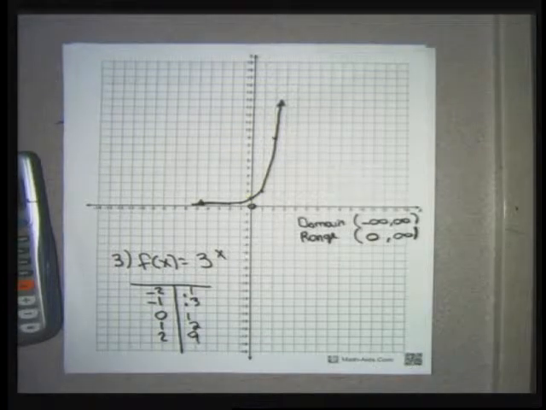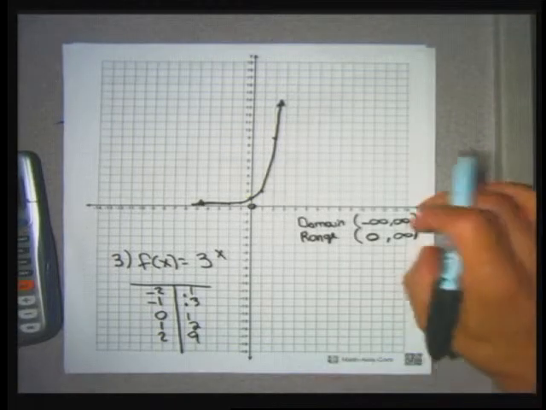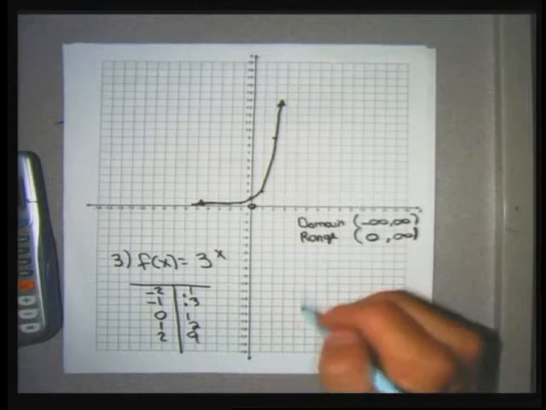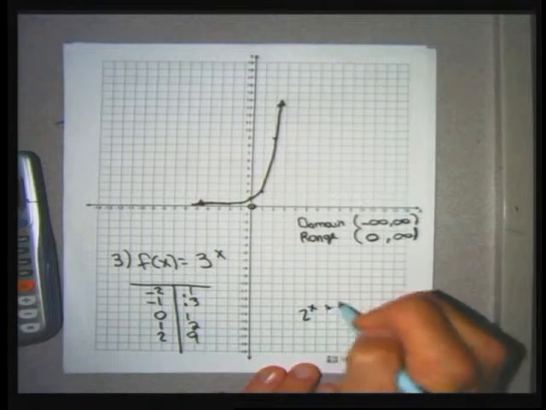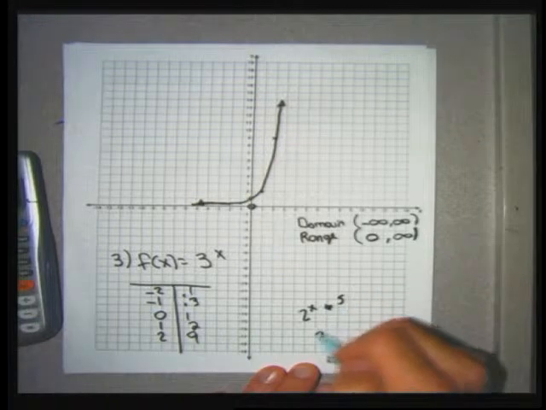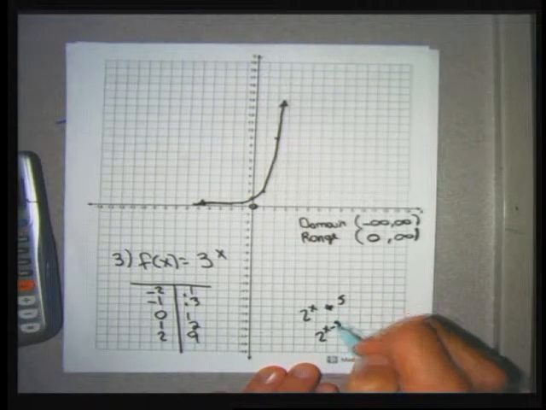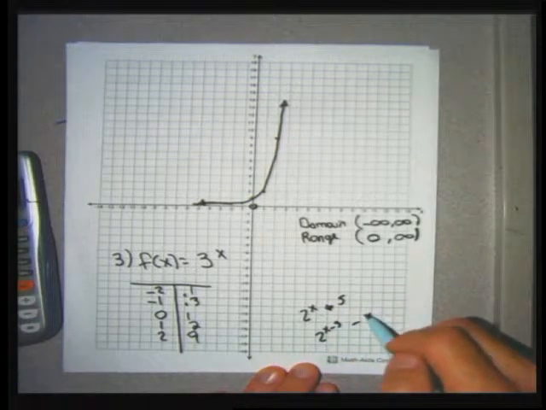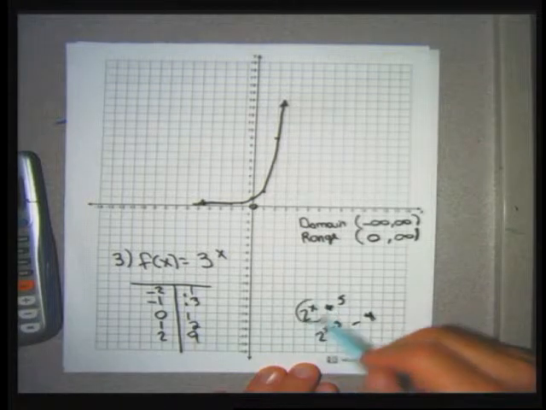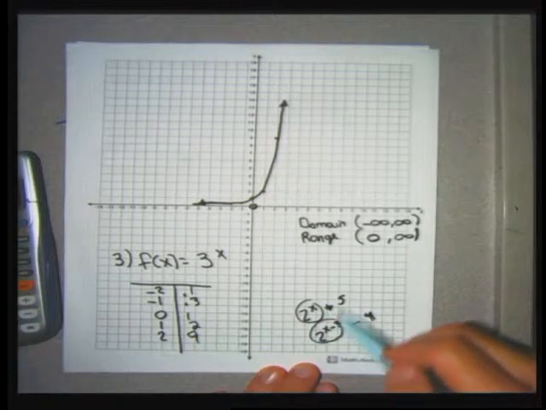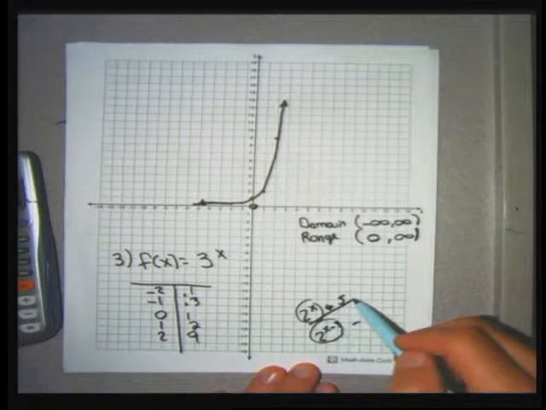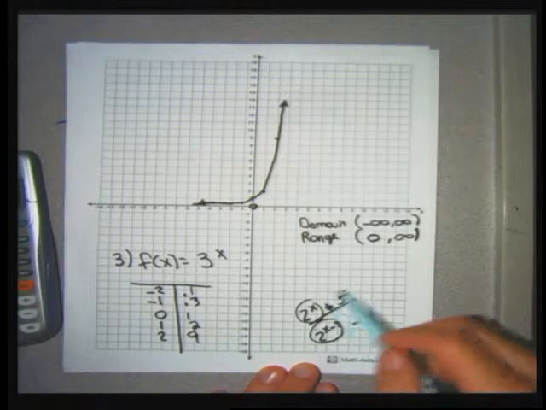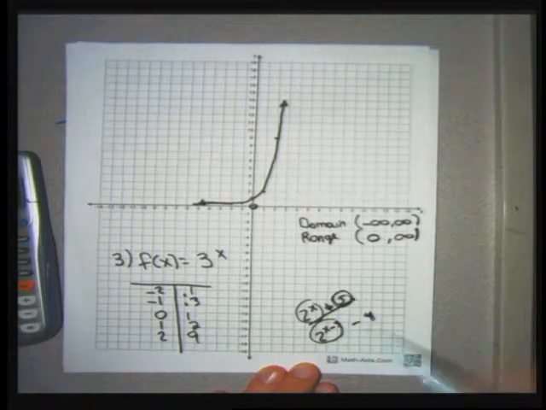That's everything. Most of our domains and ranges are going to be this, unless there was a number added or subtracted after the exponential piece. So like this problem, not that it's readable, 2 to the x plus 5, its domain would be negative to positive infinity, but its range wouldn't be 0 to infinity. This plus 5 is going to make the range 5 to infinity.